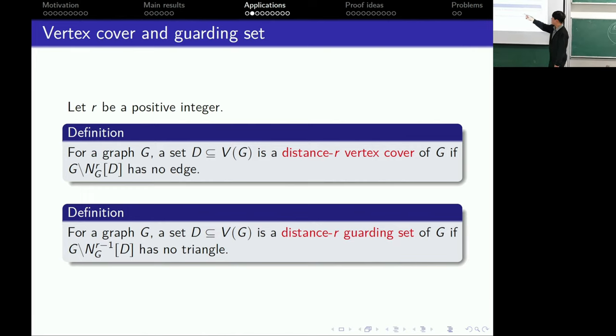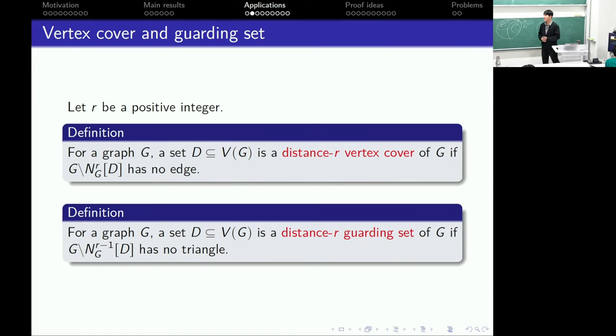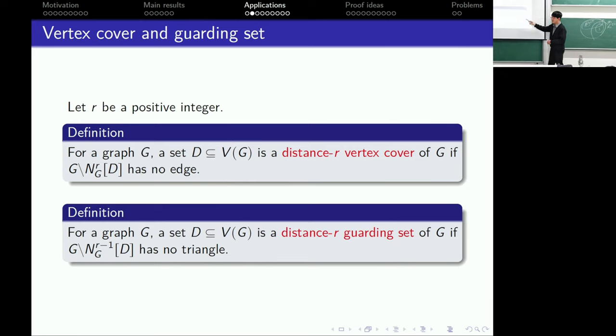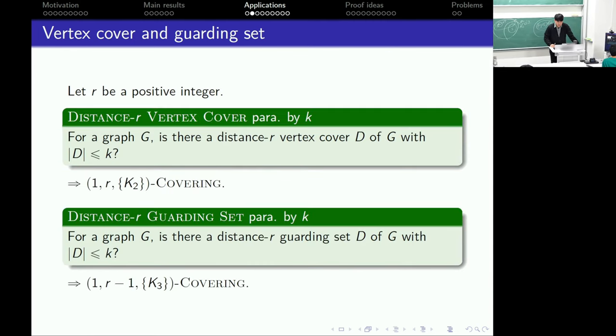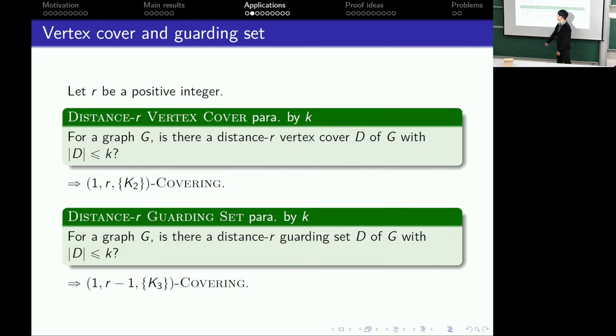And the distance R guarding set means that if we delete the (R minus 1)-neighborhood of the vertex set, then it has no triangles. The name comes from the art gallery problem. There are some known results about these numbers. You can see that the distance R vertex cover problem can be written as a (1, R, K2) covering problem, because the remaining graph has no edge. It's nothing but covering all the edges here. And the guarding set can be written in this form.